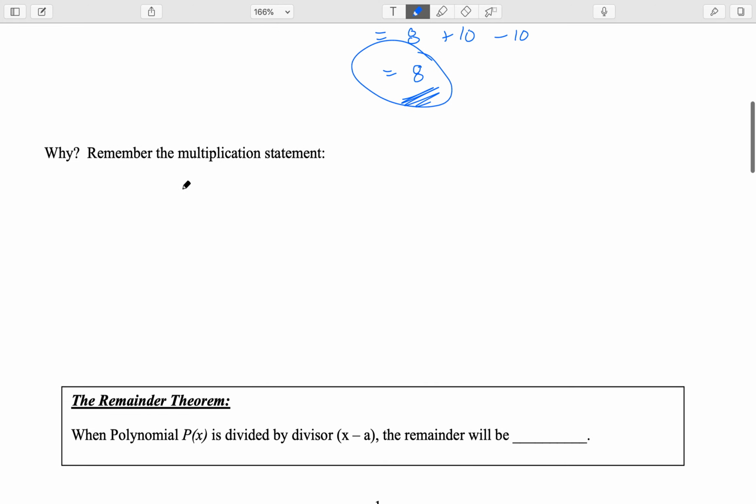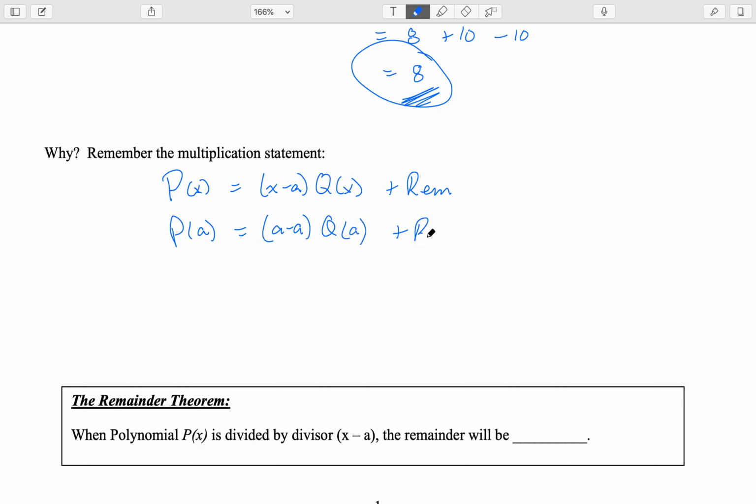Why? Here's why. Remember the multiplication statement. If you wanted to multiply this all out, remember the polynomial, which was the divisor x minus a times the quotient, which is a function of x, plus the remainder. Well, guess what? If it's x minus a, if I plug in p of a, I'm going to get a minus a times the q of a plus the remainder. A minus a is 0, and I don't know what this is. I don't care. So in other words, p of a is equal to the remainder.